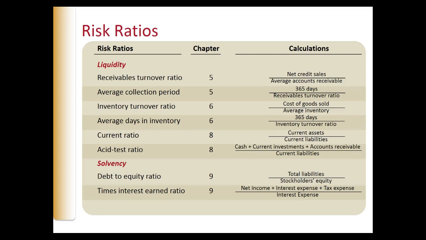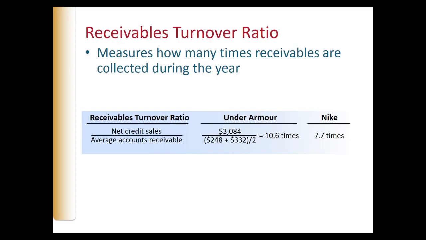Solvency refers to the company's ability to pay its long-term liabilities as well. Now, the receivables turnover ratio measures how many times, on average, a company collects its receivables during the year. A low receivables turnover ratio may indicate that the company is having trouble collecting its accounts receivable. A high receivables turnover ratio is a positive sign that a company can quickly turn its receivables into cash.